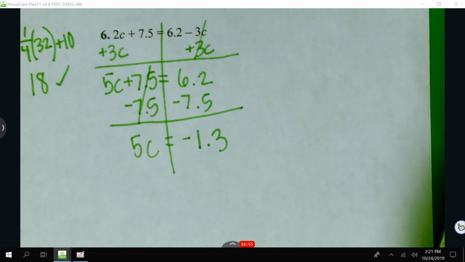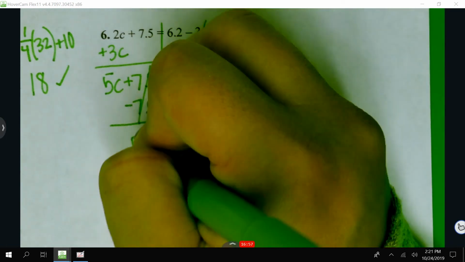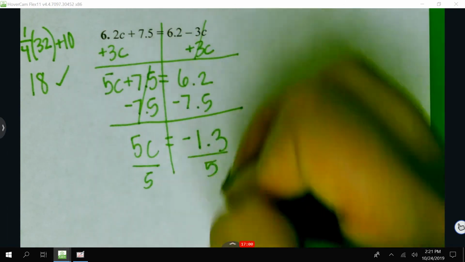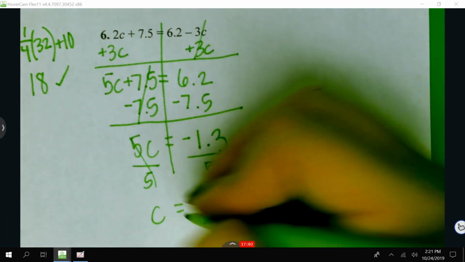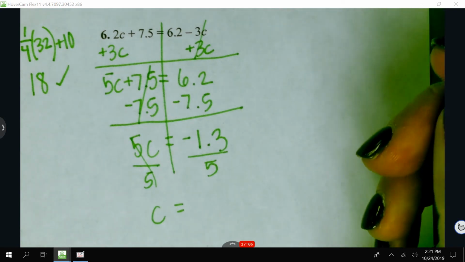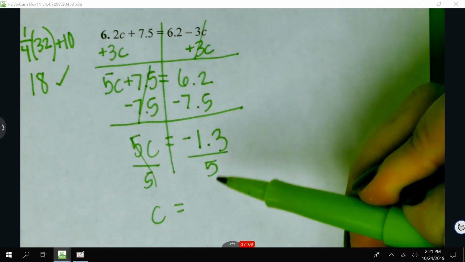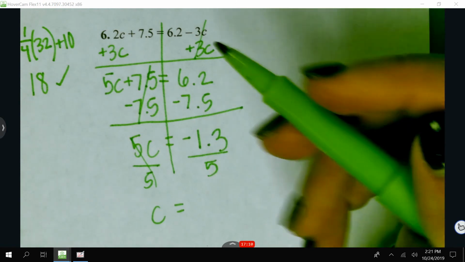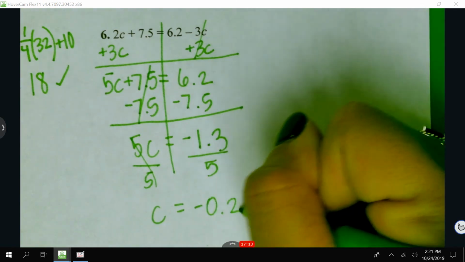And then how do I solve for C? Negative 1.3 divided by 5. So then it's negative 0.26.